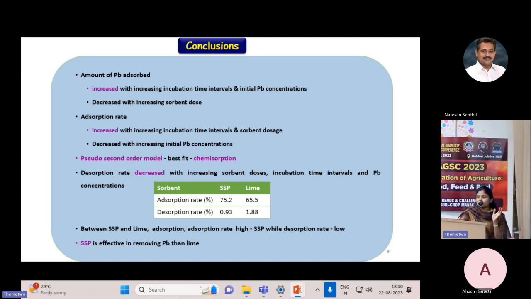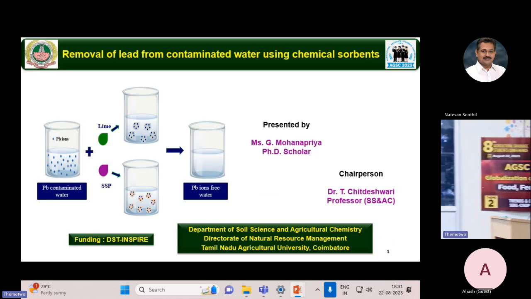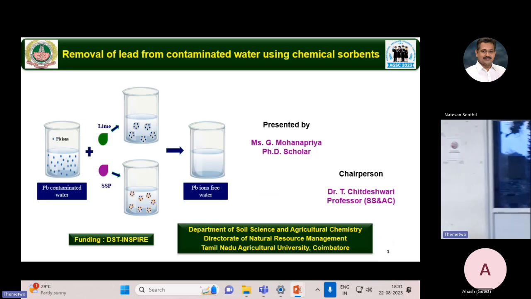That means chemisorption is the mechanism taking place there, and desorption rate decreased with increasing sorbent dose, incubation time intervals, and lead concentration. The average adsorption and desorption rate of SSP and lime: adsorption rate was 75.2% for SSP, desorption rate 0.93, whereas for lime it was 65.5 and 1.88. So here we can see that, comparing SSP and lime, SSP was more effective in removing lead from the aqueous systems than lime. Now the presentation is open for discussion.